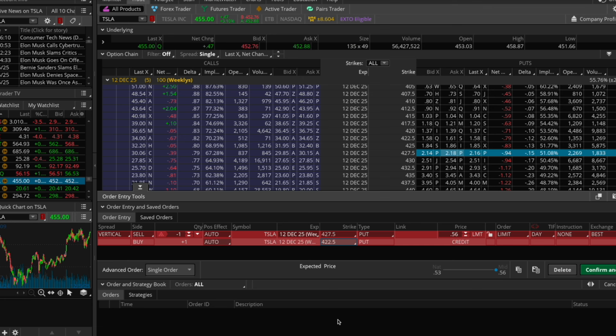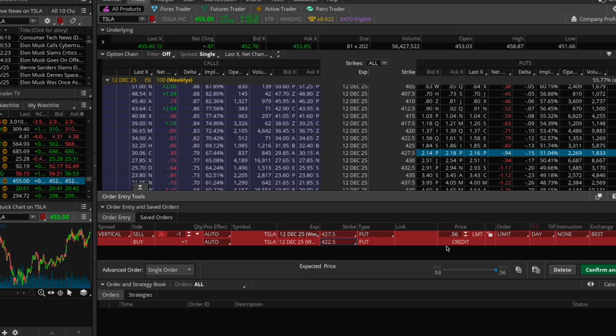Your maximum loss is going to be the difference between the strike prices. So in other words, if I'm selling the $427.50 put and I'm buying the $422.50 put, the difference between those two numbers is 5. And because each contract represents 100 shares, we're going to multiply 5 times 100. And in this scenario here, our maximum loss would be $500. And the price is showing a net credit.